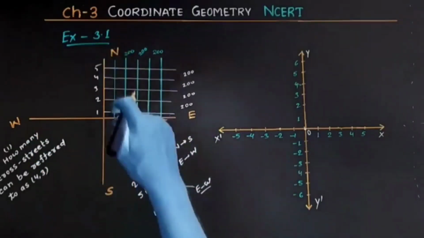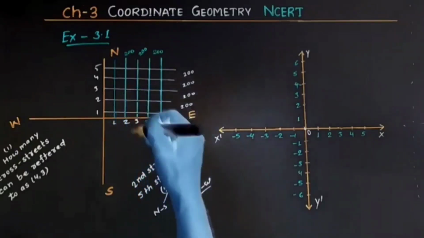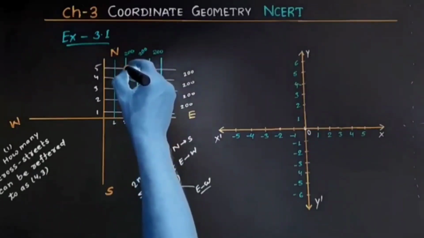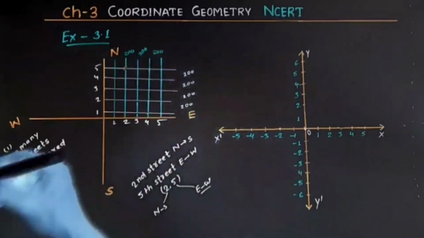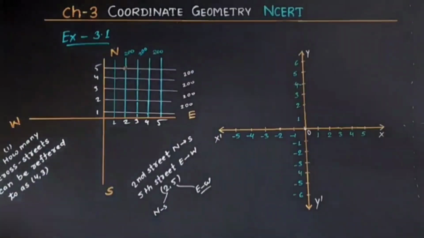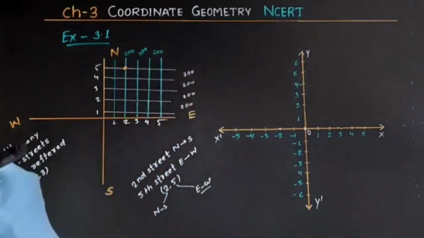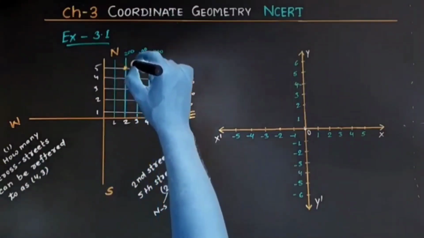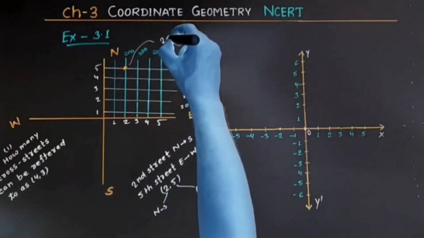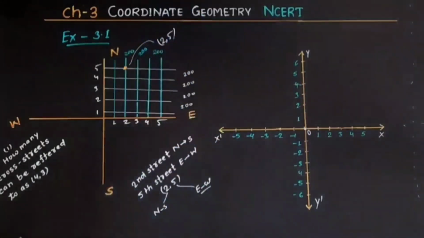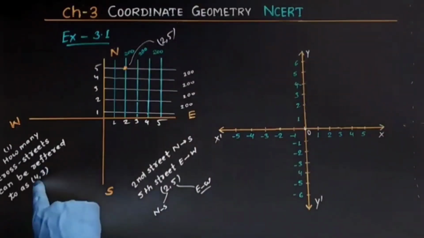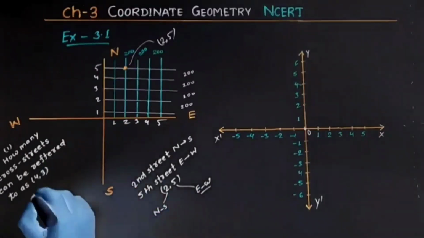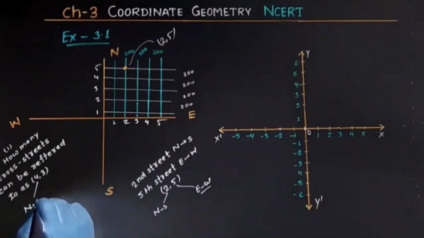In this way, we can know the position of an object. For this, you have to draw mutually perpendicular lines. The horizontal line is known as x-axis and vertical line is known as y-axis. The intersection of this x-axis and y-axis is known as origin. Let me take this one point, that is vertical street number 2 and horizontal street number 5. So the intersection of this street is known as 2, 5.